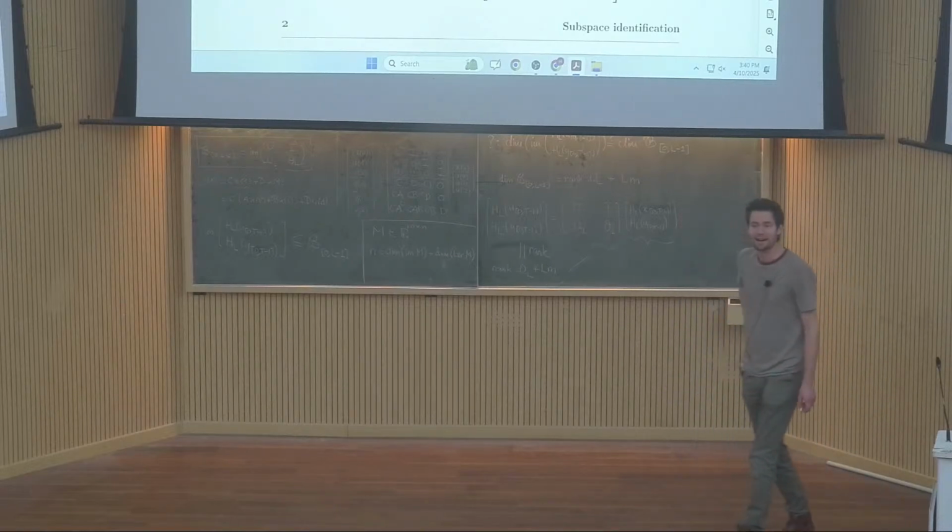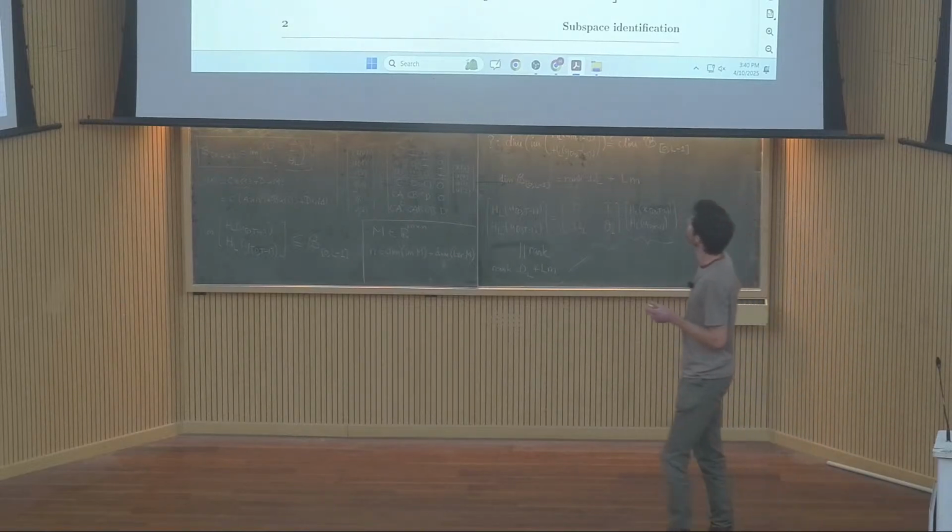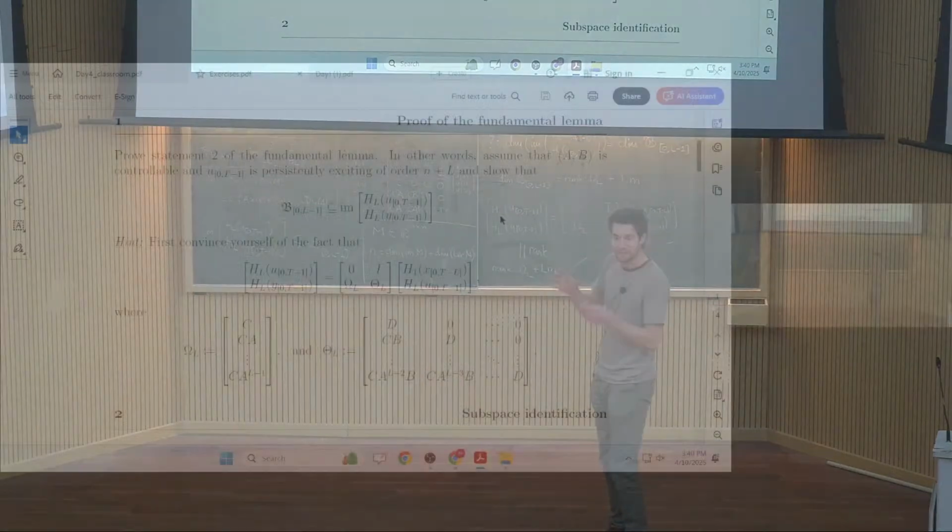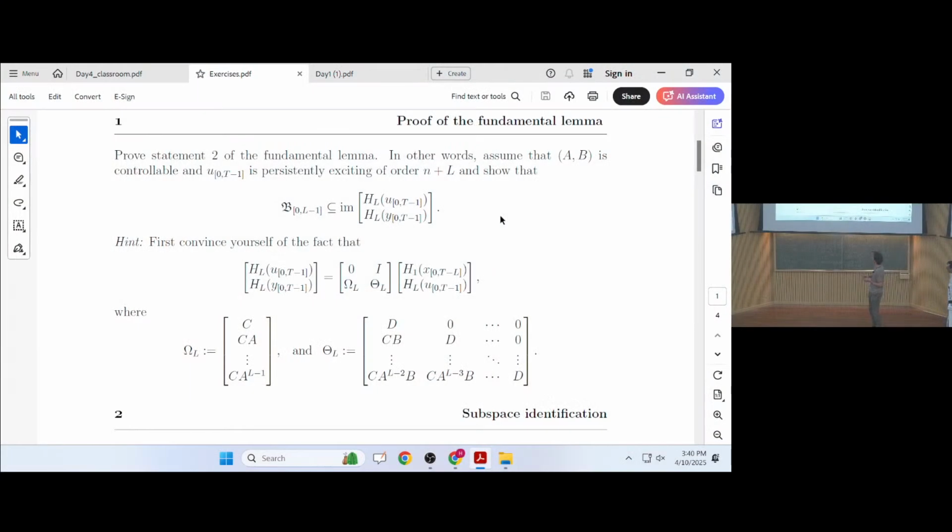Well, as an alternative proof, we already know by Kanat's explanation that the image of the input-output Hankel matrix is included in the restricted behavior. So the only thing that we have to show is the reverse inclusion, namely that the restricted behavior is included in the image of the input-output Hankel matrix. So let's see how we can show that.